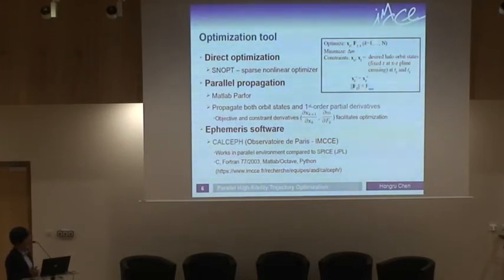For the ephemeris software, I found that the JPL SPICE tool cannot be implemented in a parallel computing environment, and they admitted that. Luckily, we have CALCEPH, which is developed by Paris Observatory. It's compatible with parallel computing environments, and it's available in C, Fortran, MATLAB, and Python. So if you are interested in optimizing trajectories in parallel, you should consider CALCEPH.